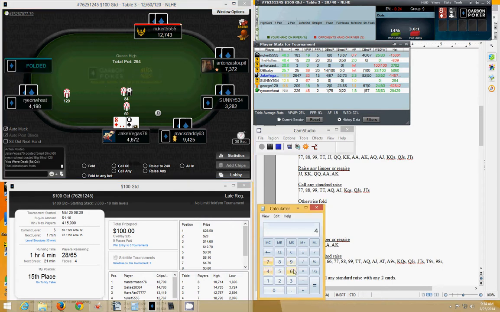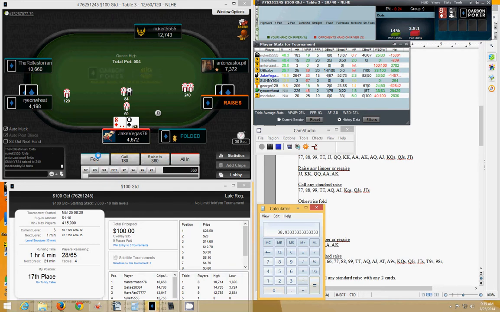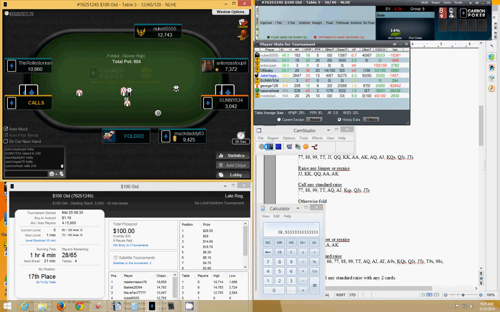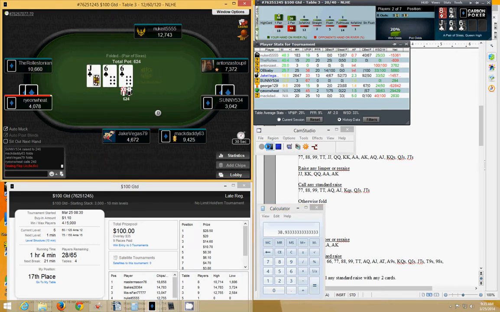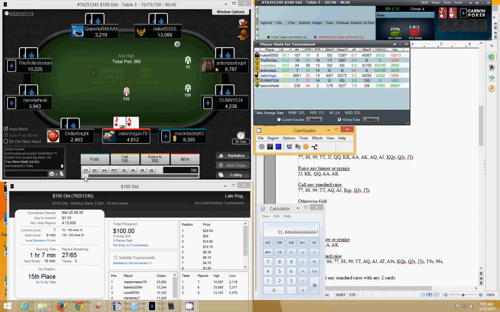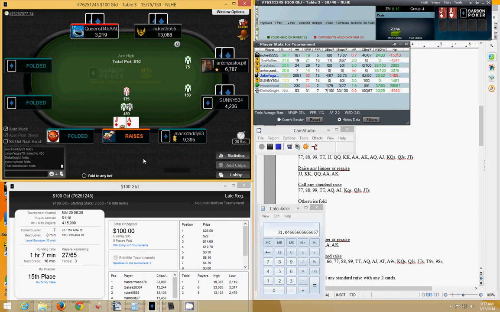Let's see where we're at in relation to the blinds right now. 20, so we're at 38. We still have a competitive chip stack. Facing a raise with Queen 8 in the small blind. We'll go ahead and get rid of that. Alright, we have ace jack offsuit in the early position. I'm going to go ahead and throw in a raise there.